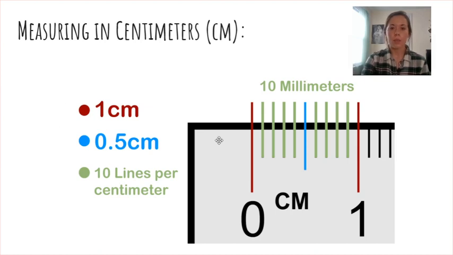All right. So those are the small tick lines and what each little tick mark means in both inches and centimeters. And we'll be working with that a lot this week. So just really make sure you understand that. Let's move on.